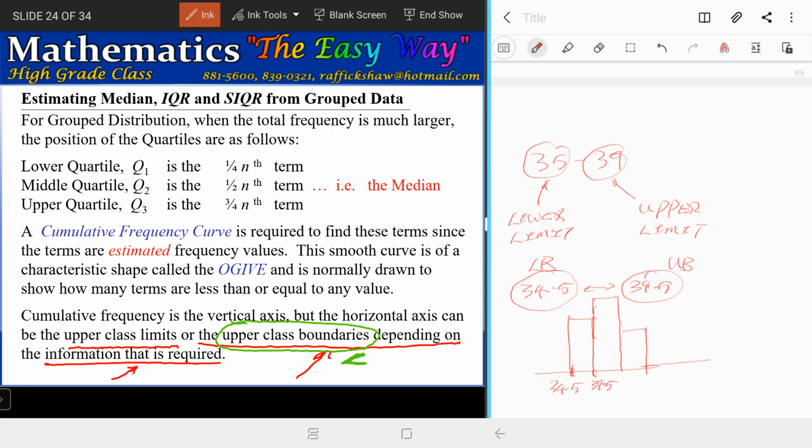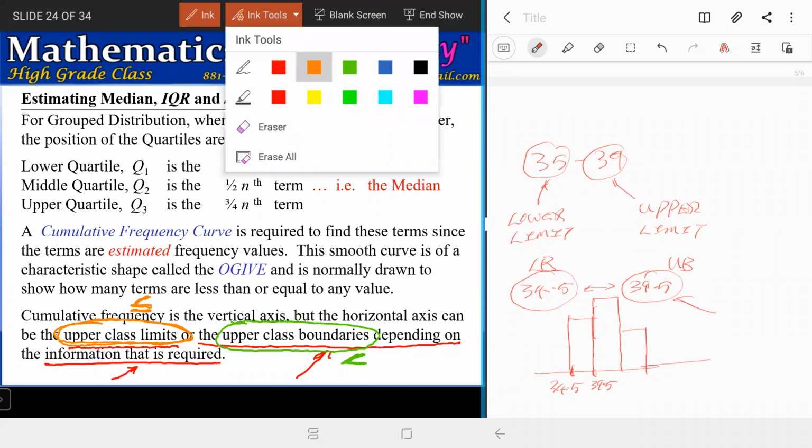So I'm saying when you use the boundary values, it's always the upper you're using on the cumulative frequency graph. You're basically drawing a less than graph. You're drawing a graph that shows how many observations are less than a given value. But when you use the upper limit values, you are showing how many values measure less than or equal to a given value. All right, so boundary is less than, limit is less than or equal to. Now let me see if I can explain it with an example.